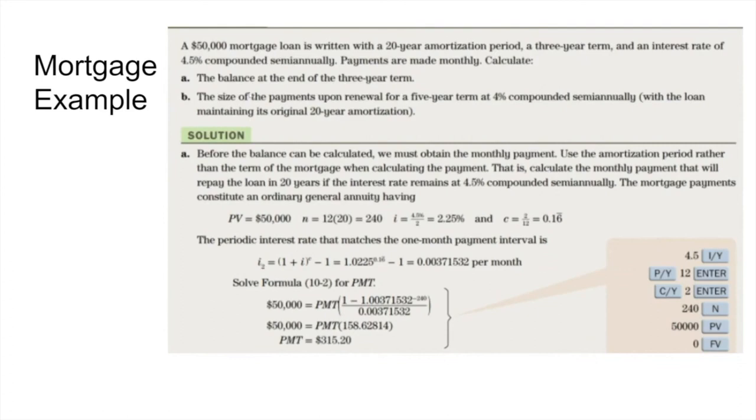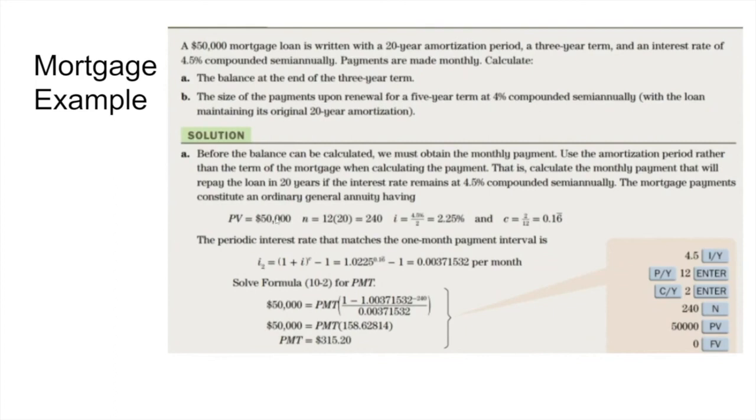So we're going to look for what is the balance at the end of the 3-year term. That's effectively what we're looking for here. And B, the size of the payments upon renewal for a 5-year term at 4%. So basically, we're going to say how much of this mortgage will be paid off in the 3 years. So what we're doing then is taking the bits of information.